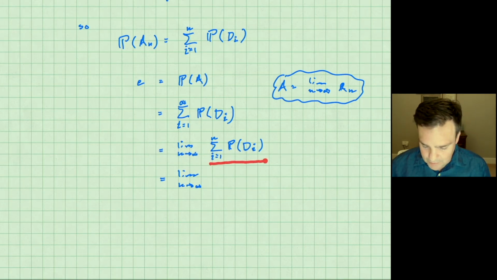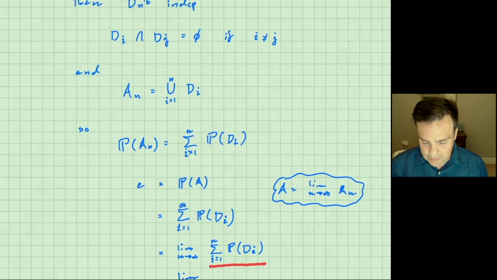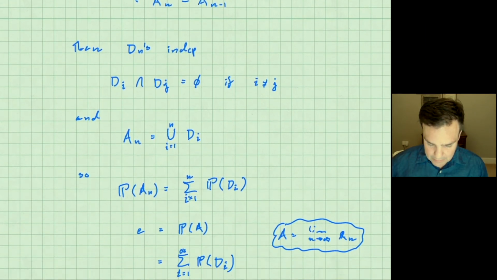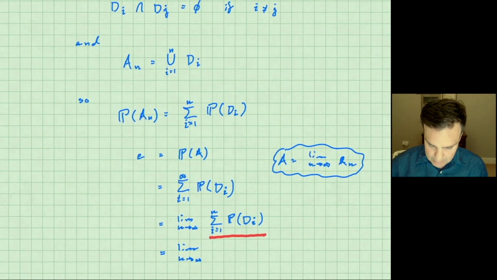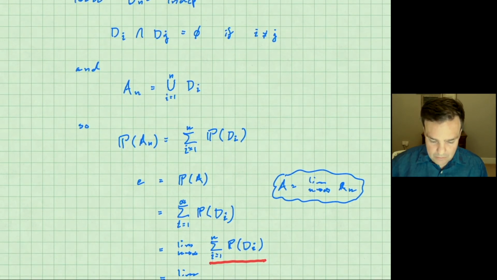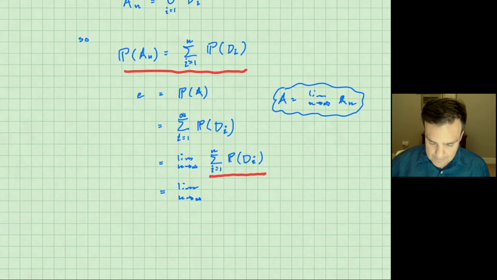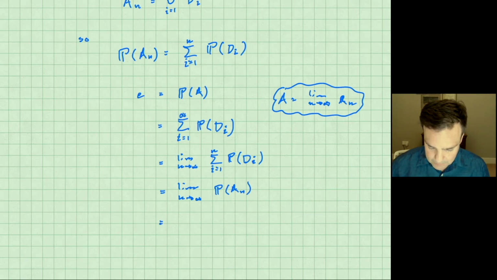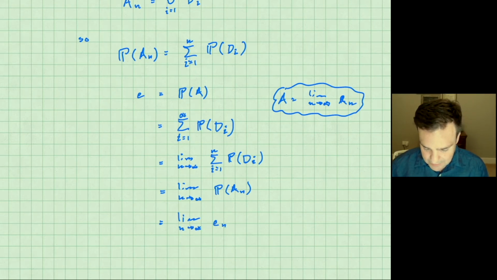Right, so this quantity here, the sum of all these probabilities, if we go back up here, where did I write it? Somewhere? Where are you? Here. Boy, I must be getting tired or something. Okay, so that's the probability of A sub n. And so this is the limit as n goes to infinity of E sub n, because that's the definition of E sub n.